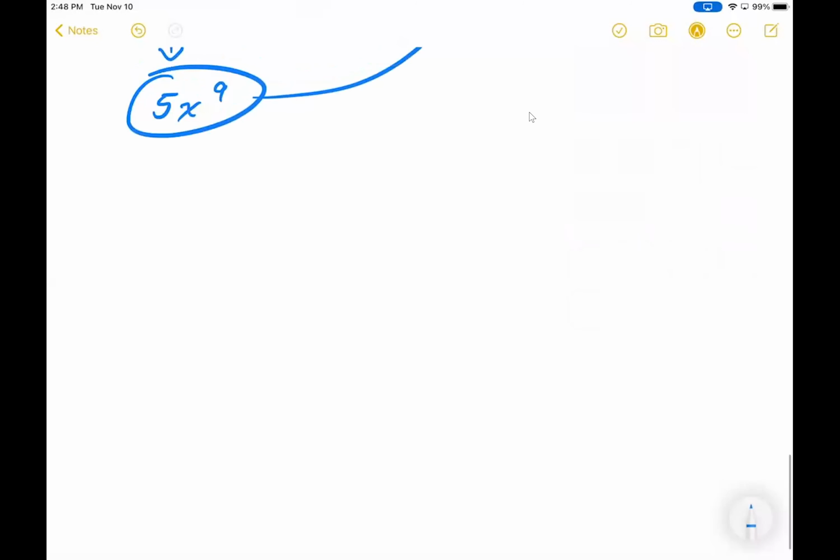So let's take a look at this one here. What happens if we have something like this? The square root of 54, x to the 13, y to the 7. How do we go about simplifying this problem?